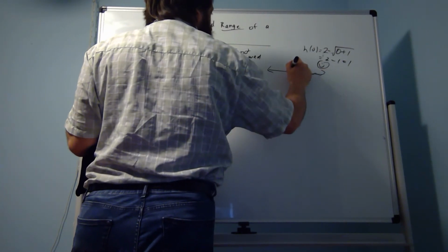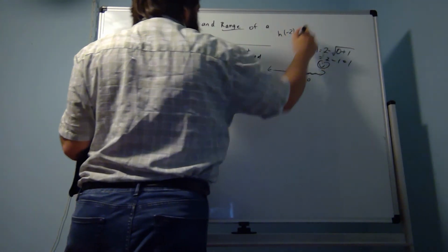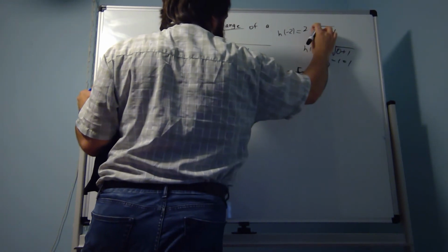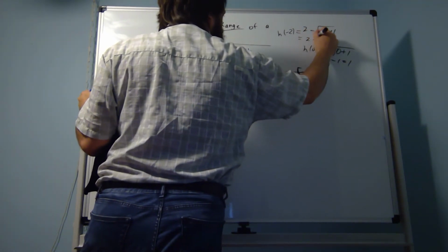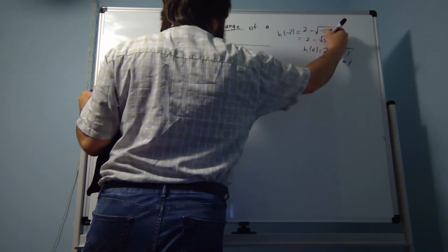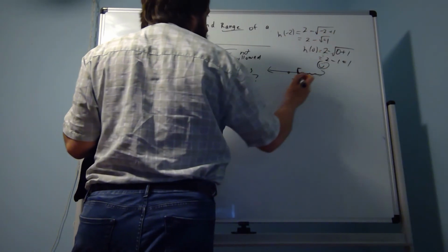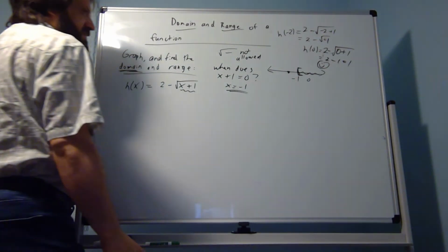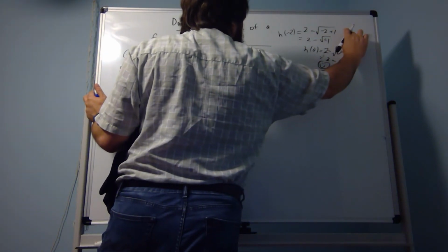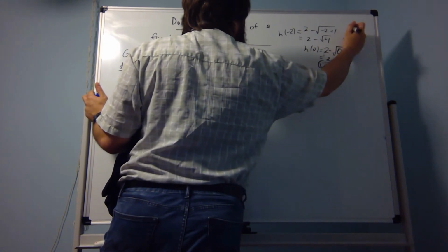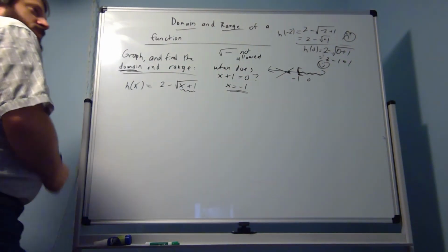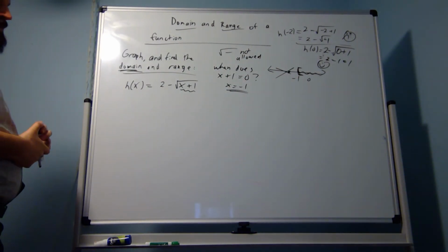But h of -2, well, here we're going to run into trouble. So h of -2 equals 2 minus the square root of -2 plus 1, so it equals 2 minus the square root of -1. Well, maybe h exists as a complex valued function, but if we only believe in real numbers, that's the end of the road. h fails to be a real valued function when x is less than -1.